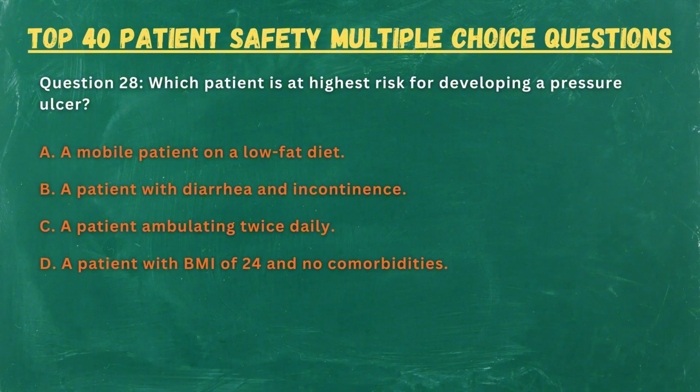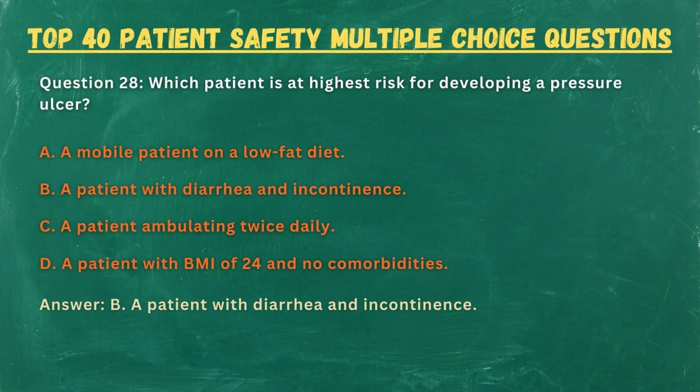Question 28. Which patient is at highest risk for developing a pressure ulcer? A. A mobile patient on a low-fat diet. B. A patient with diarrhea and incontinence. C. A patient ambulating twice daily. D. A patient with BMI of 24 and no comorbidities.